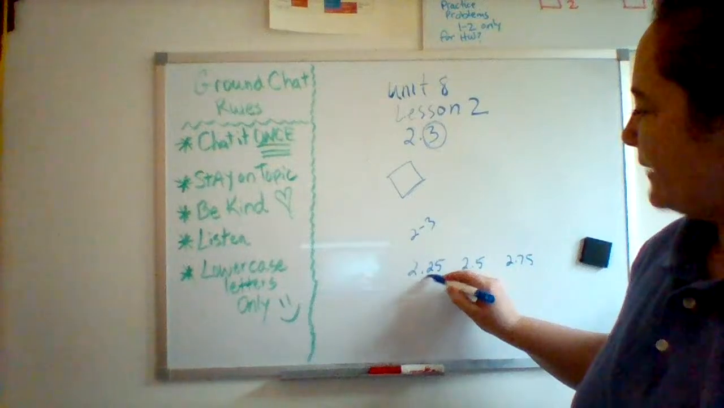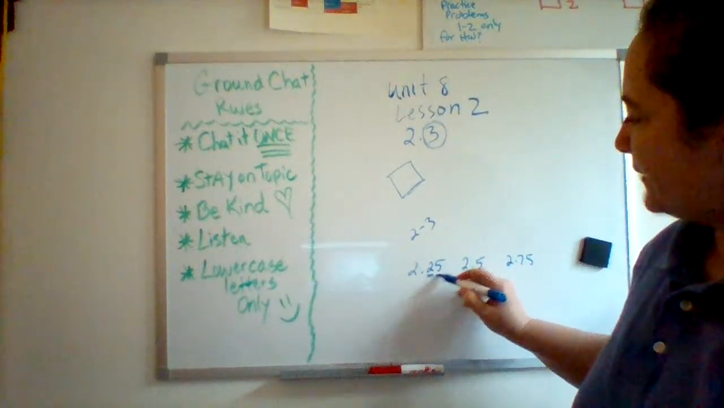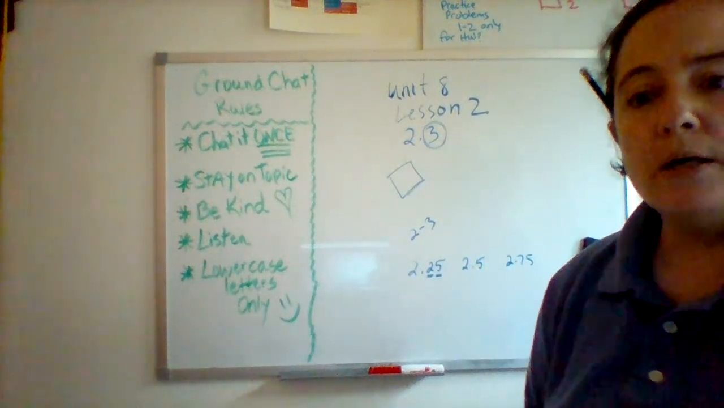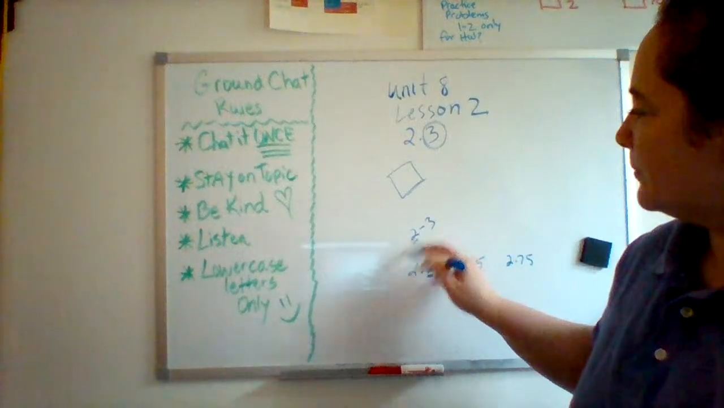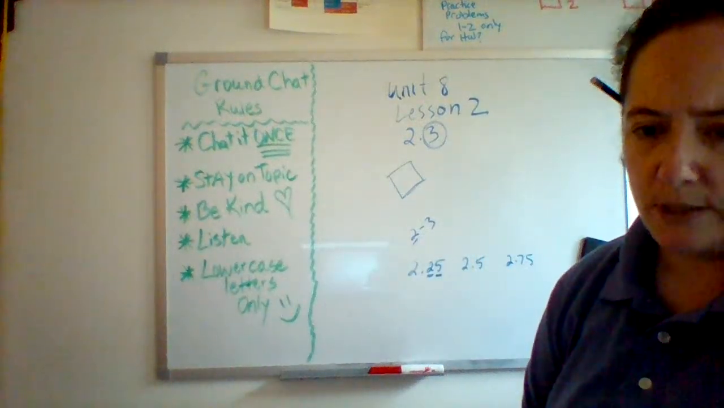So that means that you might have to take it to the 10th spot, or you might have to take it to the 100th spot. All right, but don't round to the whole number because you're going to lose accuracy.